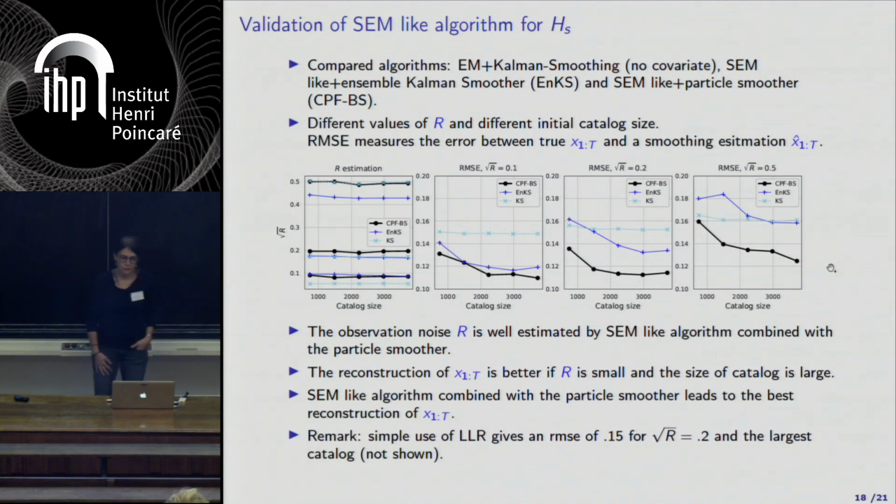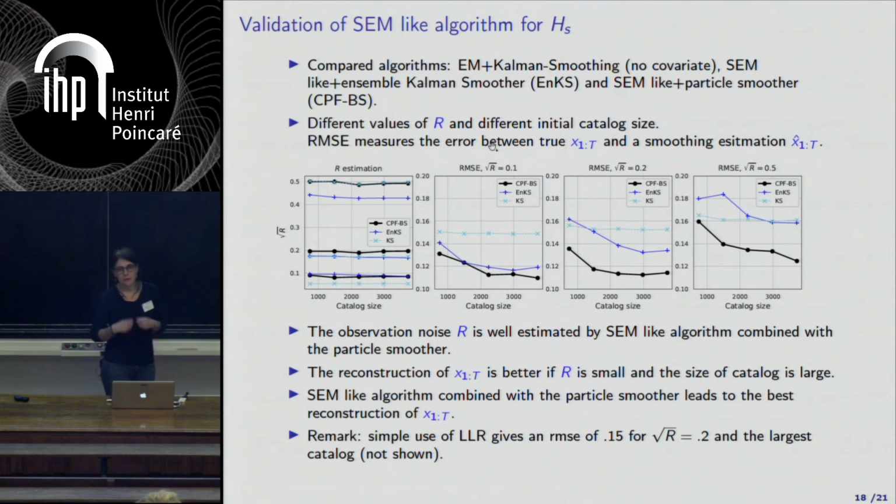So now the results. In these results, we compare 3 algorithms. One algorithm where we just use Kalman smoothing to estimate everything, so we suppose that everything is linear and we have no covariates. The case where we use ensemble Kalman smoothing, and the case where we use a particle smoother instead of the ensemble Kalman smoothing. The estimation with the particle smoother is plotted in black, the ensemble Kalman smoothing is plotted in blue, and the Kalman is plotted in light blue.